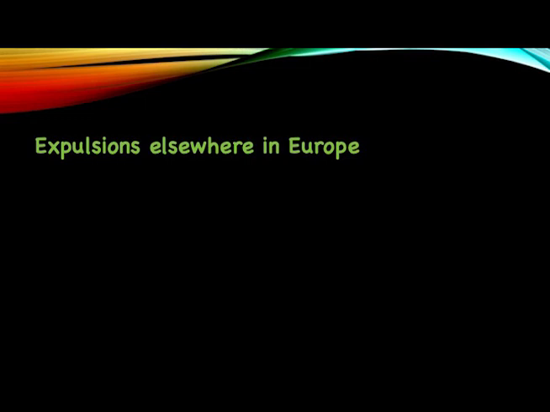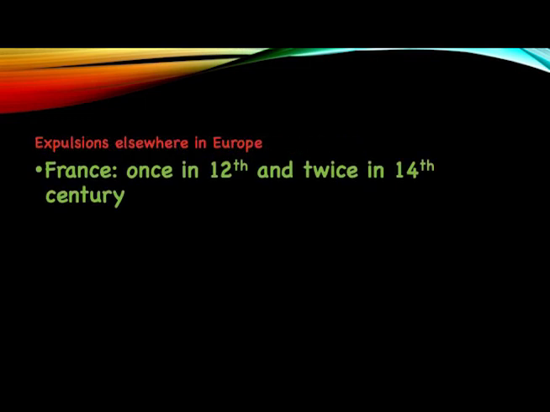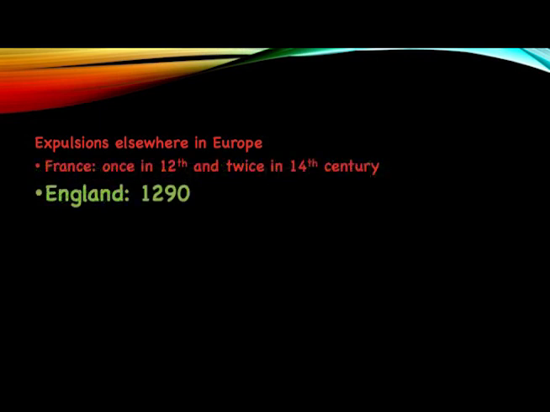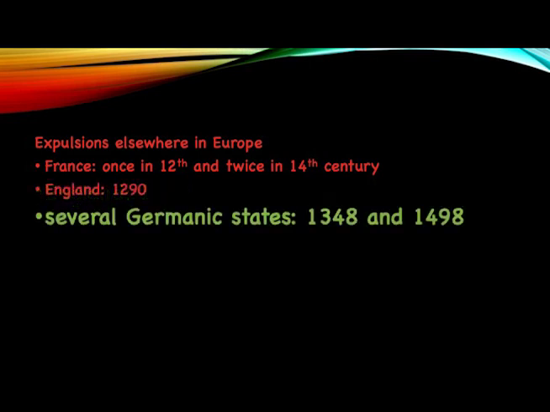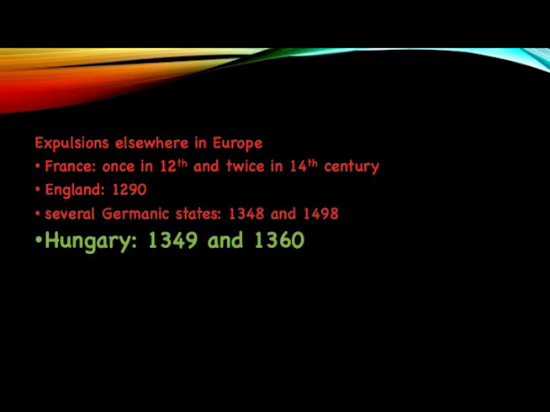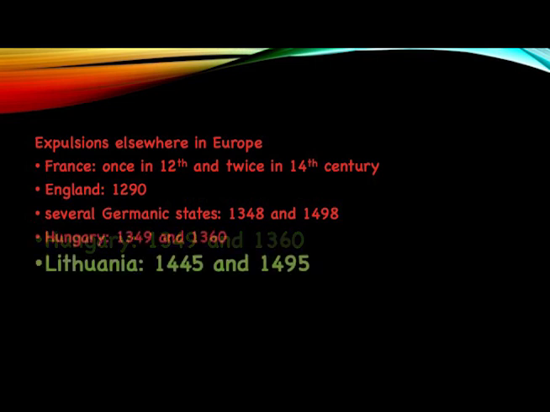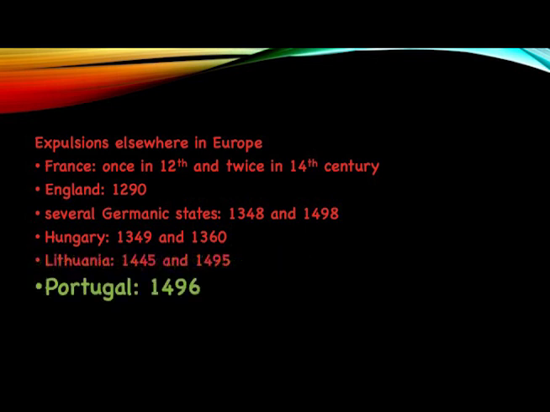Unfortunately, the Spanish expulsion of Jews was not unique in Europe. The French monarchy had already expelled French communities 3 times before the Spaniards did. The English monarchy expelled Jews living in England in 1290. German Jews were expelled from several Germanic states in 1348 and again in 1498, in imitation of the Spanish monarchy. The Hungarian monarchy expelled Jews living in Hungary in 1349 and again in 1360. The Lithuanian monarchy in Eastern Europe expelled Jews from their kingdom in 1445 and again in 1495, also imitating the Spanish monarchy. The Portuguese crown expelled Jews living in Portugal in 1496, another case of a monarchy imitating the Spanish crown.